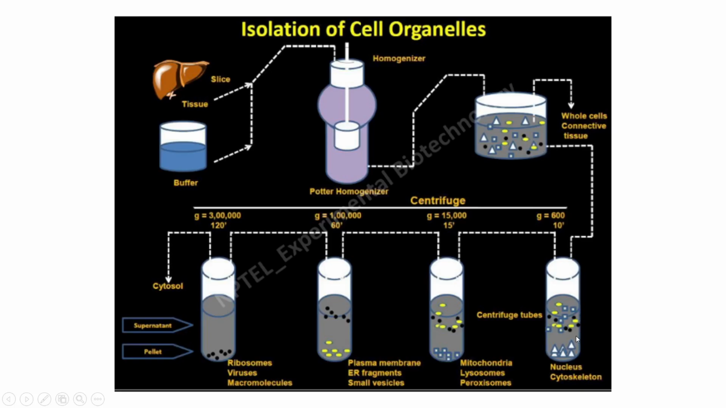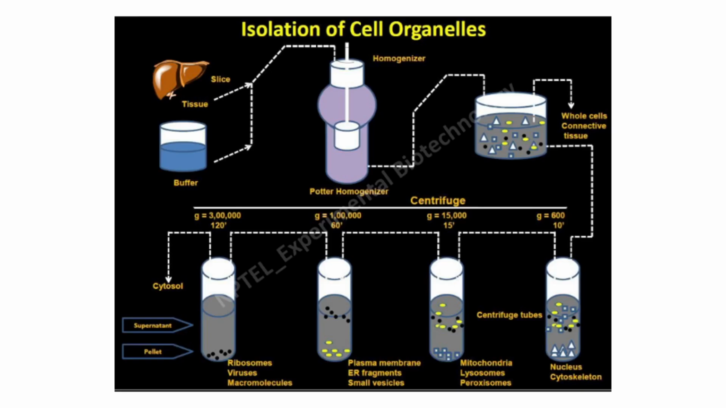Now to separate each component separately, basically first you want to remove the nucleus. So you spin it at a very low speed, 600 G, for 10 minutes. Only the nucleus will settle down and the rest of the things will be in the solution, because the nucleus is the heaviest component in that mixture. The nucleus has the genetic material, so it becomes the heaviest component of that mixture.